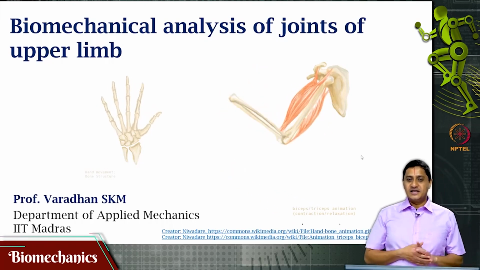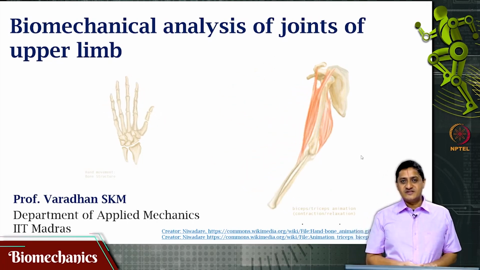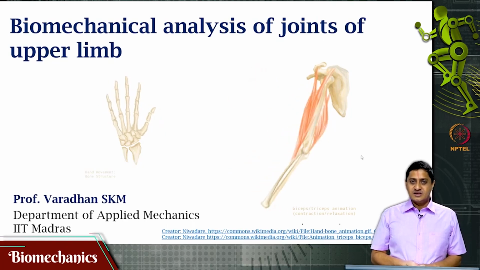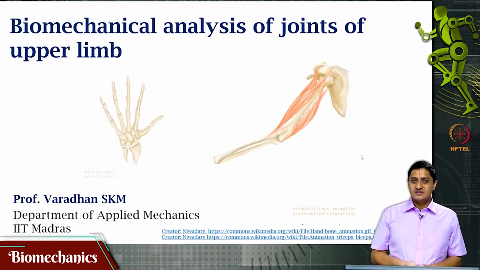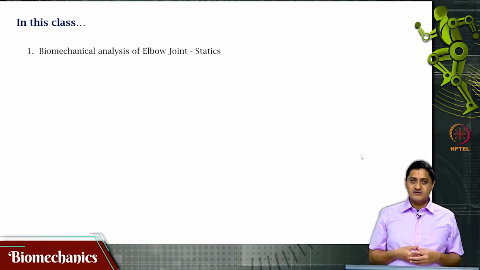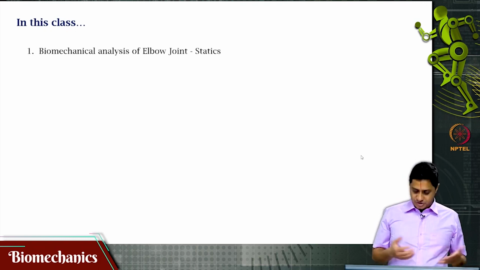We have been looking at joints of the upper limb. Specifically, we saw in the previous video the elbow joint. In this video and in the next couple of videos, we will be looking at static equilibrium of the elbow joint and we will solve some simple numericals using principles of static equilibrium applied to the elbow joint.